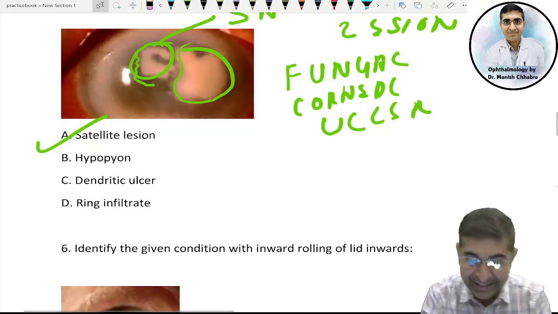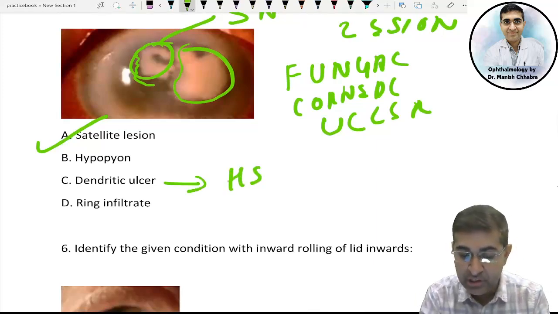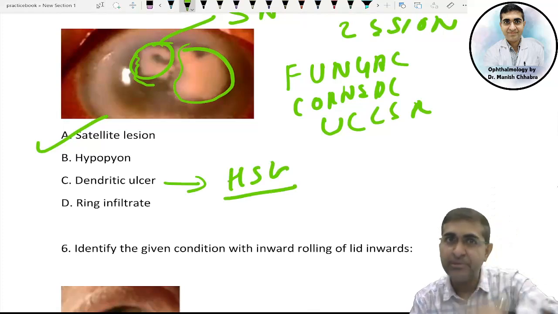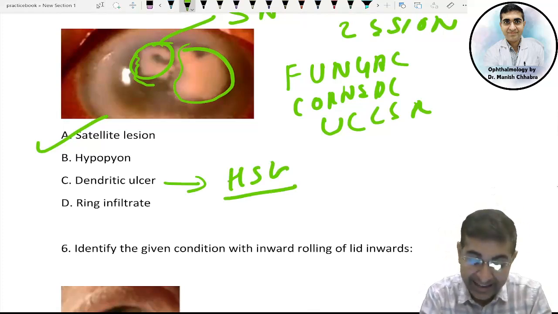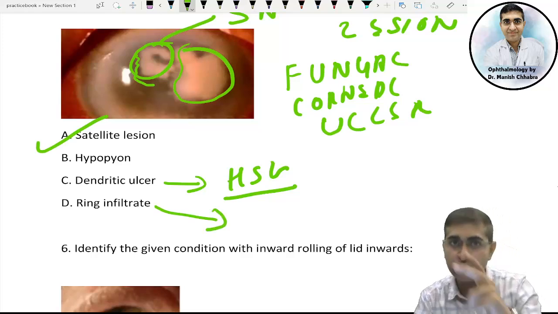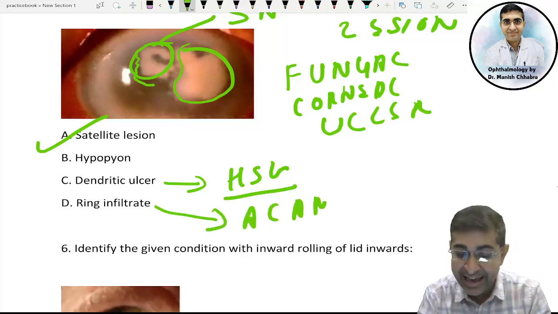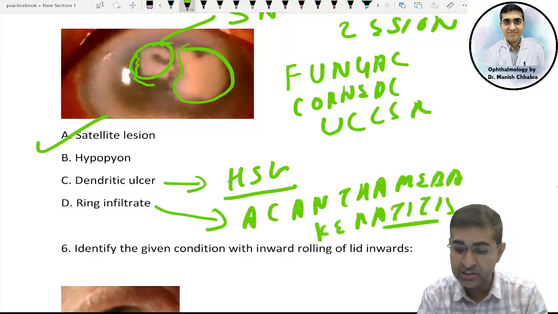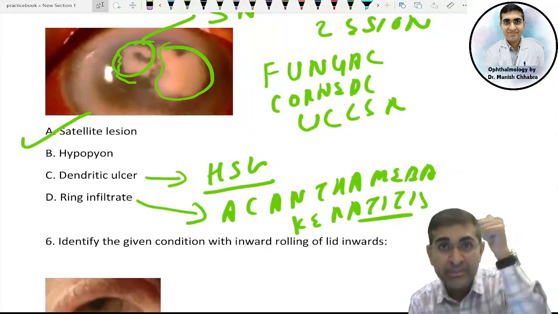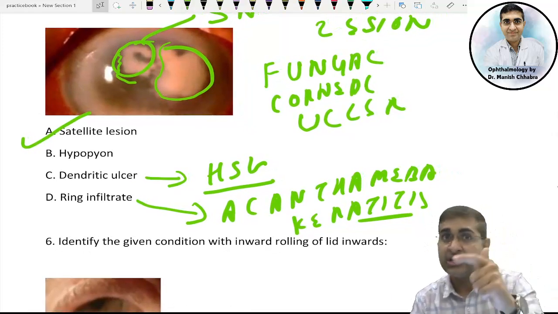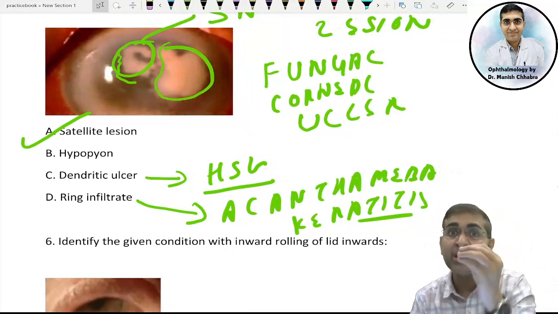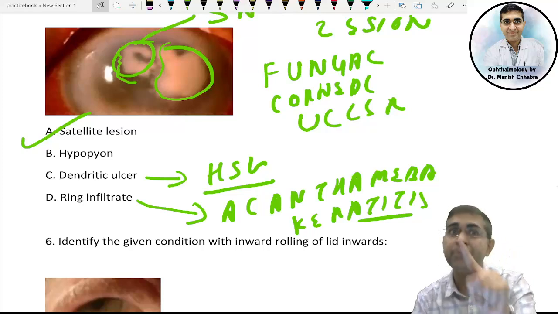Hypopyon, I've told you. Dendritic ulcer you are going to see in herpes simplex virus keratitis. But if I talk about herpes zoster ophthalmicus, it will be pseudodendritic ulcer. Ring infiltrate or ring ulcer is seen typically in acanthamoeba keratitis. In acanthamoeba keratitis there is ring ulcer and symptoms are more than signs. There are pseudodendrites, there is inflammation around the nerve, so it is very painful, right?